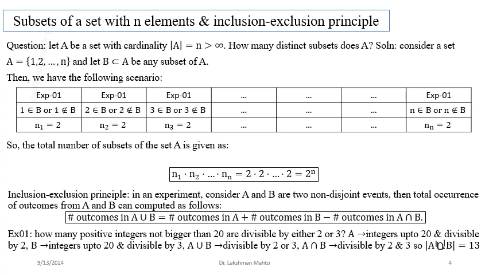That one is not directly computed. How many integers up to 20 are divisible by 2 and 3? What is the meaning of 2 and 3? 6. So 2 and 3 means 6, together you are taking it. So 20 by 6 is 3 point something, so you take the nearest integer, 3. So what would be your number of integers divisible by 2 or 3? It would be 10 plus 6 minus 3. What is the answer? 13. That is the answer.